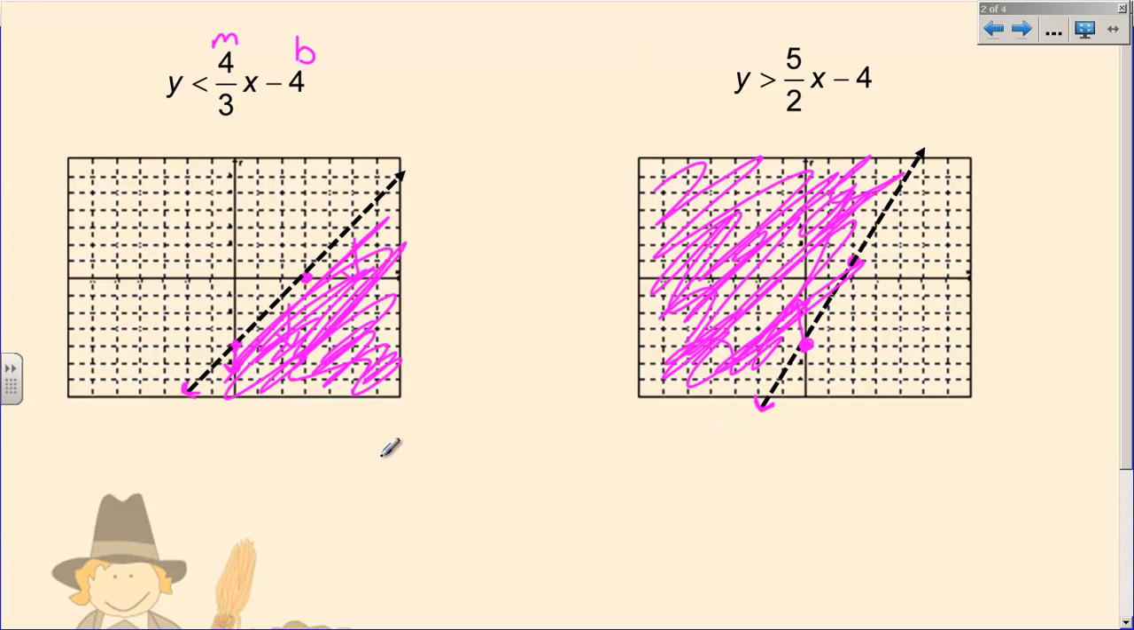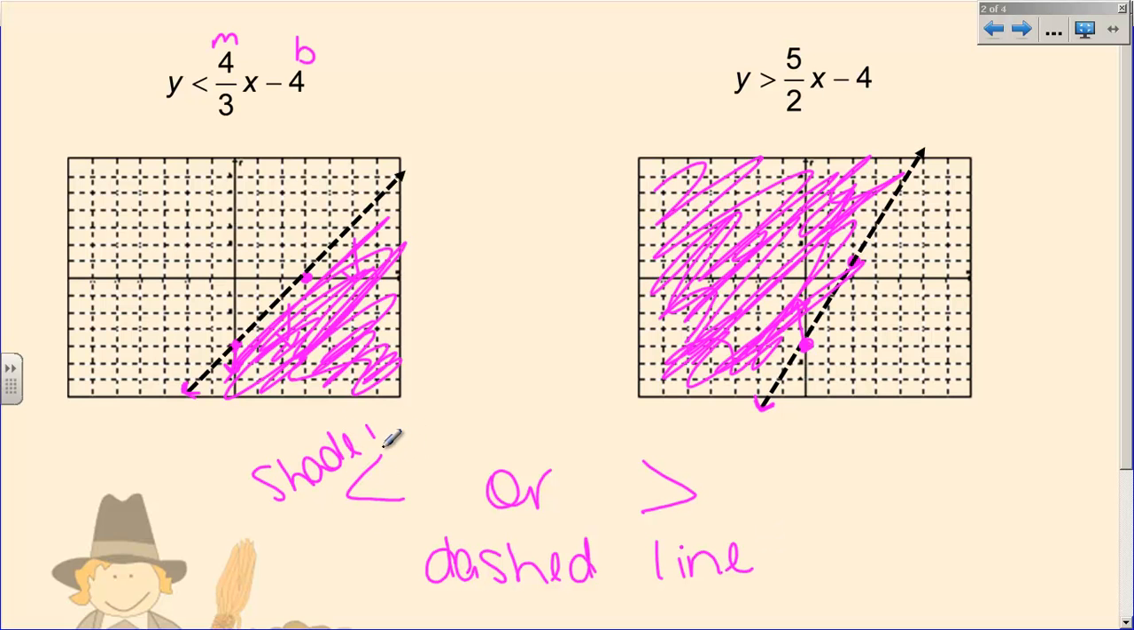Okay, so less than or greater than means that you have a dashed line. That's going to be important later. If it is less than, you shade below. And if it is greater than, you shade above.